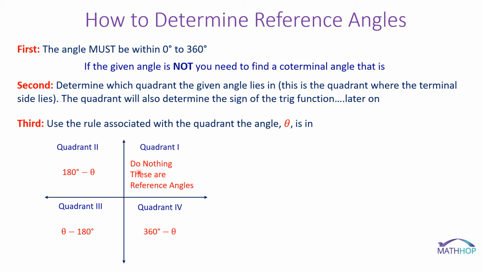You look at what quadrant you're in. If you're in the second quadrant, 180 minus theta is going to give you that leftover angle with the x-axis. If you're in quadrant 3, you're going to do the angle minus 180. That's going to give you the little angle with the x-axis. In quadrant 4, how much more to get to 360? 360 minus the angle you're given. All right, let's do some.